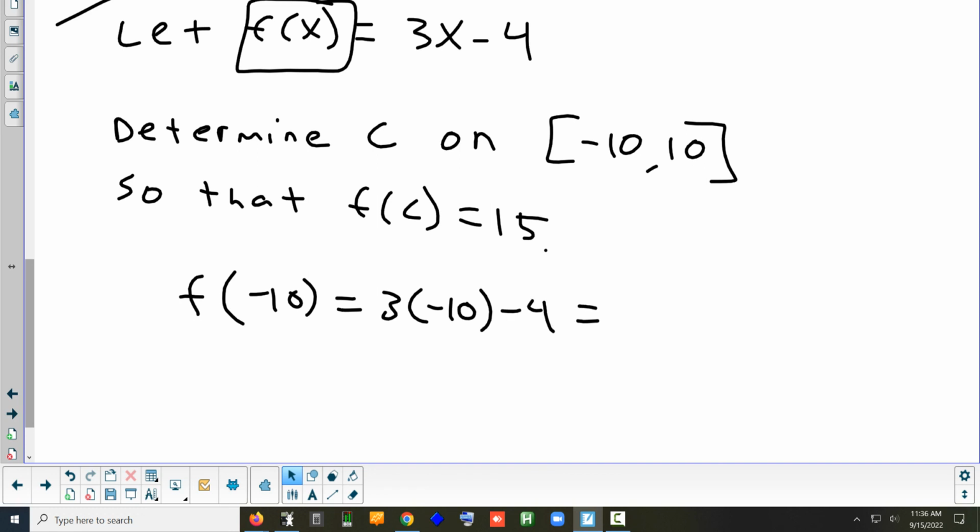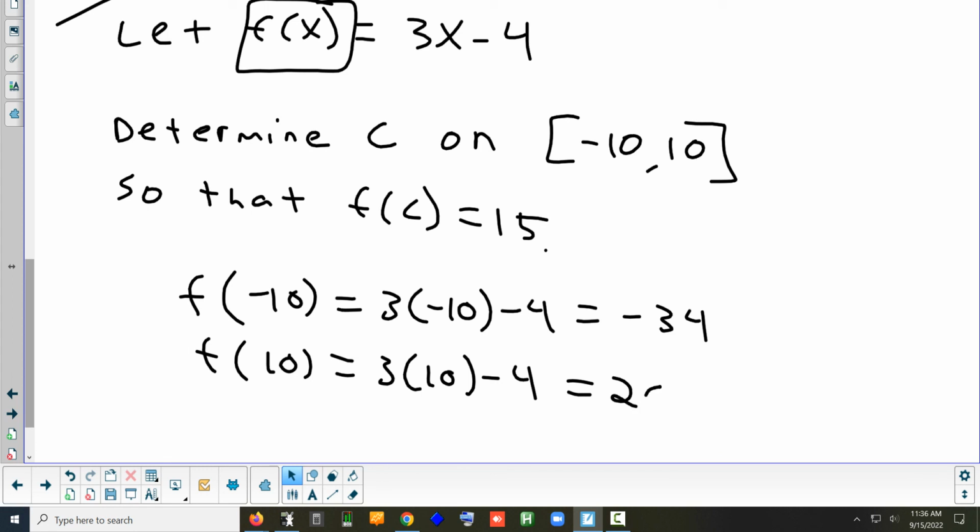Now, let's find the y value if we plug in negative 10. What's 3 times negative 10 minus 4? So we are starting at negative 34 in this interval. I know a line goes down forever, but we're looking in this interval. We're starting at negative 34, and we're going to go up to what's the highest value that we reach? 26 in this interval. So we are traveling from negative 34 up to 26 on the y-axis without ever lifting our pencil because we're drawing a straight line.